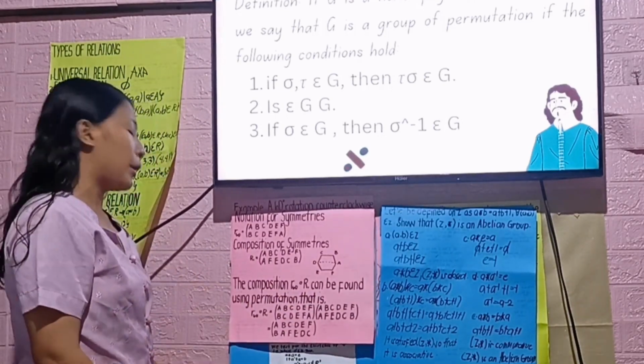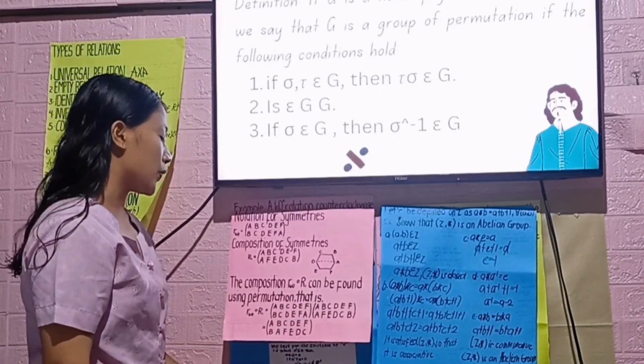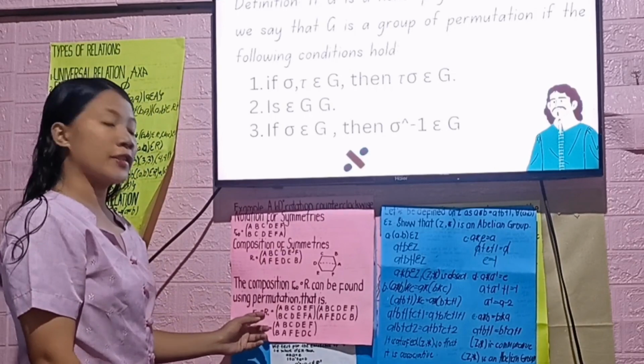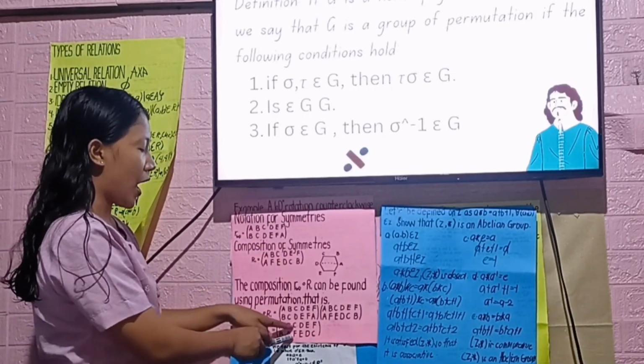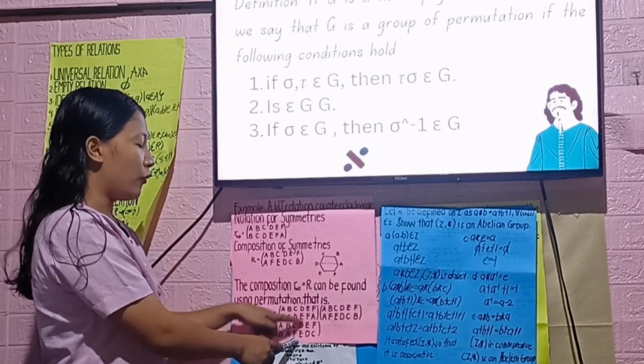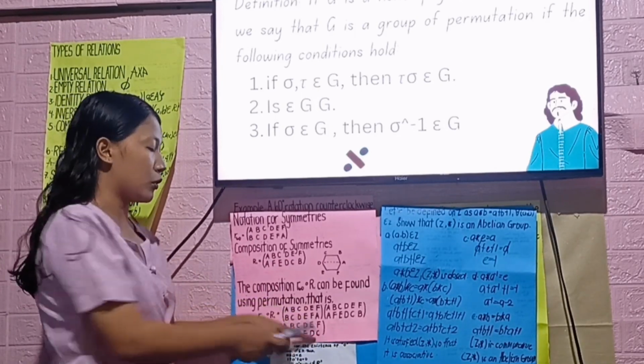Remember, you apply the permutation right to left, just like composing functions. So R60 of R1 contains A maps to B, B maps to A, C maps to F, D maps to E, E maps to D, F maps to C.